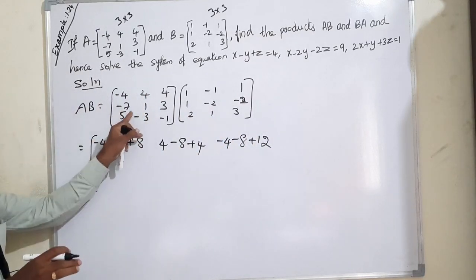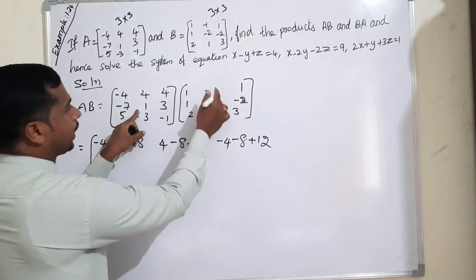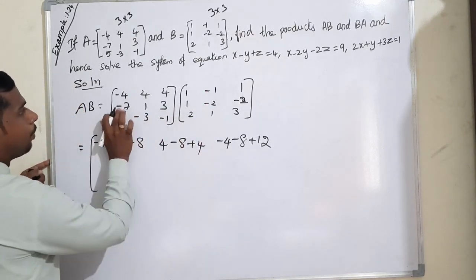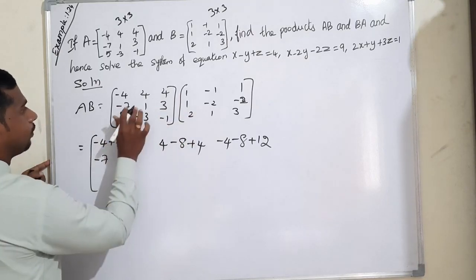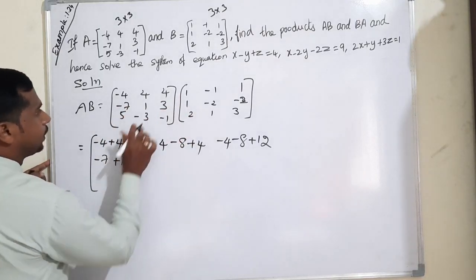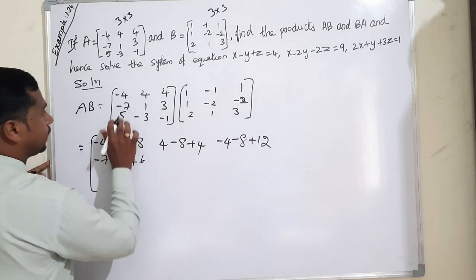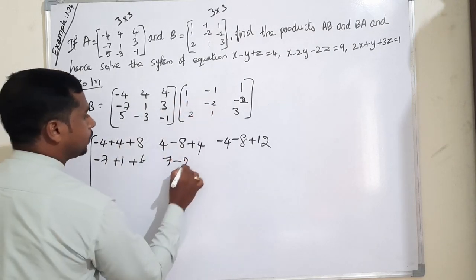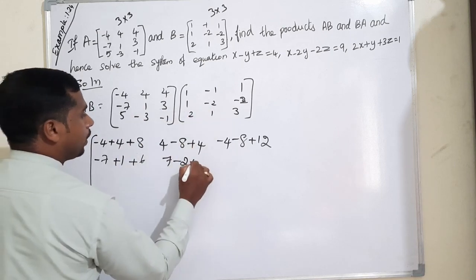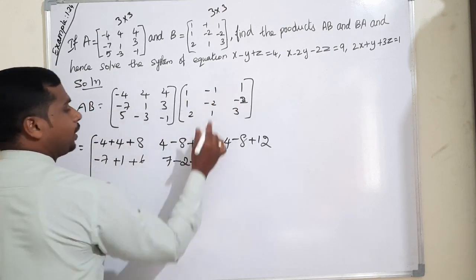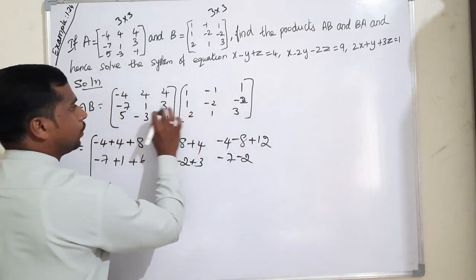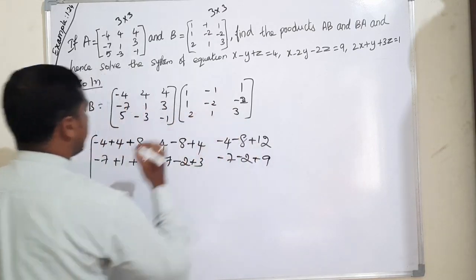Second, the corresponding row multiplied with the corresponding column of the second 3×3 matrix. Minus 7 into 1, minus 7. 1 into 1, positive 1. 3 into 2, positive 6. Minus 7 into minus 1, positive 7. 1 into minus 2, minus 2. 3 into 1, 3. Minus 7 into 1, minus 7. 1 into minus 2, minus 2. 3 into 3, positive 9.